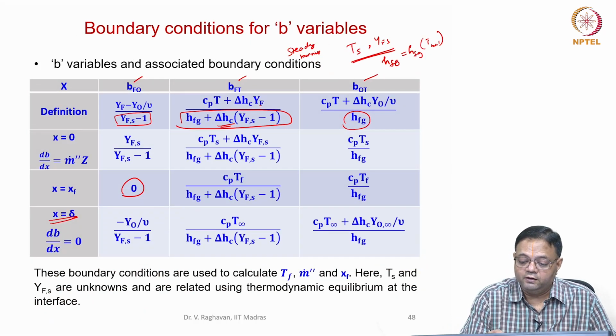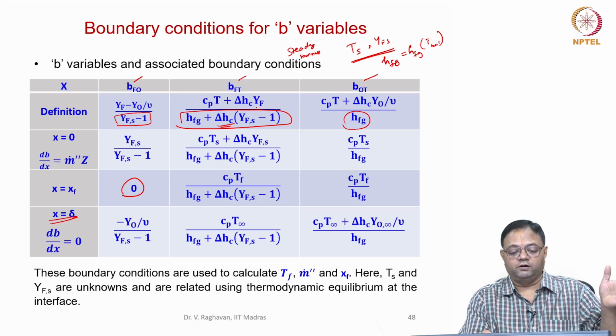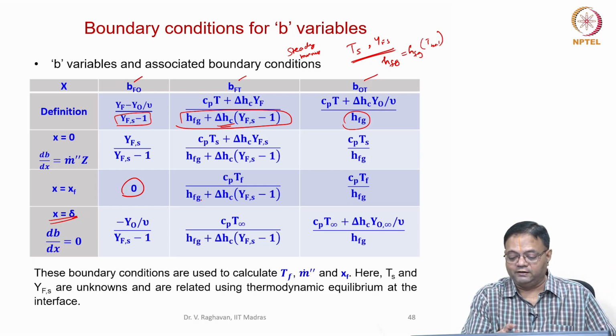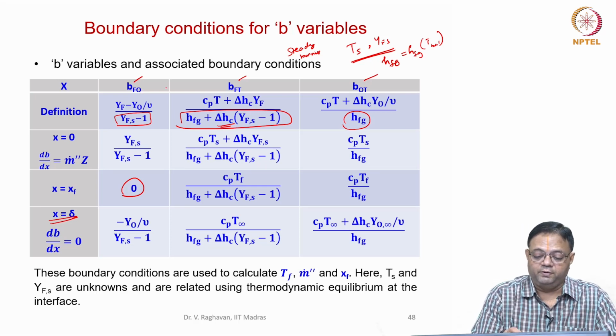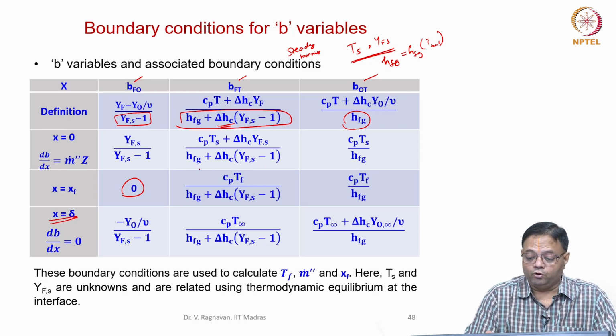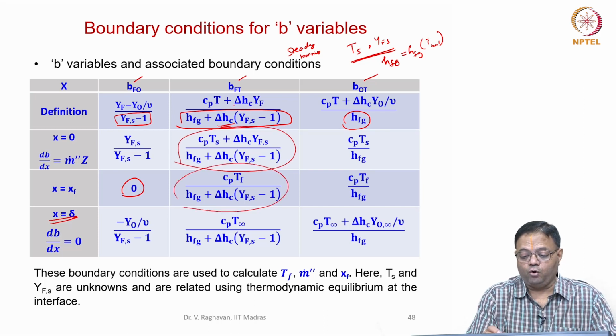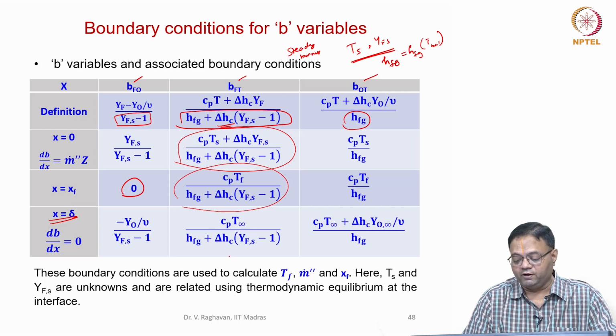When you see YF, whatever be the boundary conditions for YF, you apply, so that you will get these boundary conditions for the B variables. So, the boundary conditions for the BFT at x equal to 0 is this, at x equal to xf is this, because there is no YF at x, but TF is there. So, that will be there. Similarly, at x equal to del, Cp infinity, T infinity will come.